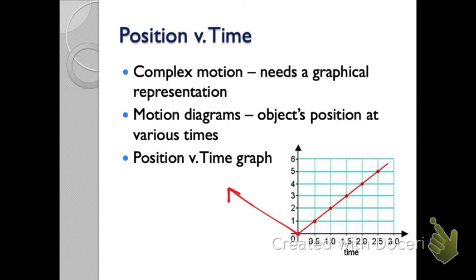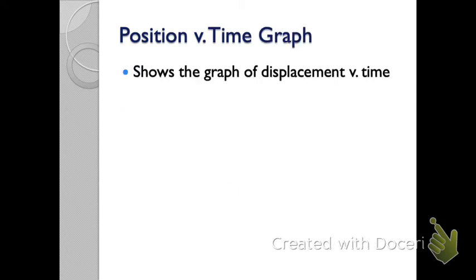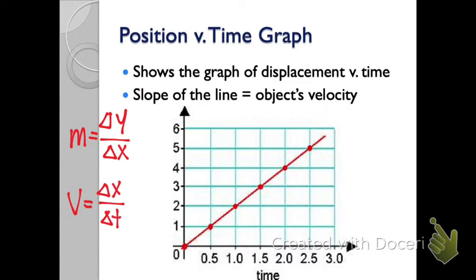On a position versus time graph, they show displacement versus time, and the slope of that graph is an object's velocity. So I can calculate velocity just by calculating the slope of the graph. Do you remember how to calculate the slope of a straight line? Yeah, rise over run. Or the slope of a line is m, delta y over delta x, right? Change in y over change in x. In velocity terms, it would be the change in displacement over the change in time. It's a parallel equation there.